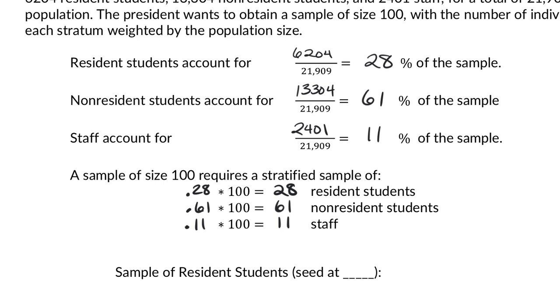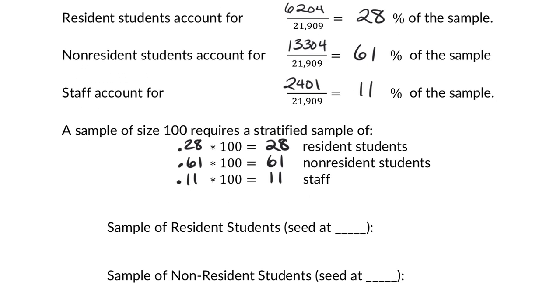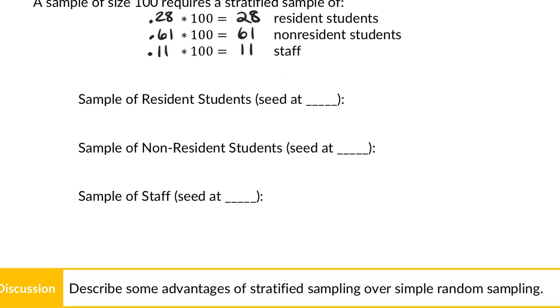Sample size of 100 requires these. If the sample size is different, you change the number 100. It's not as quick with the math. Okay, so let's see. If we want to pick the sample of resident students, what seed should we pick?